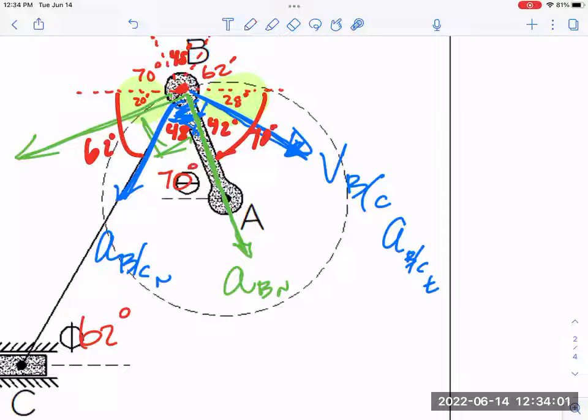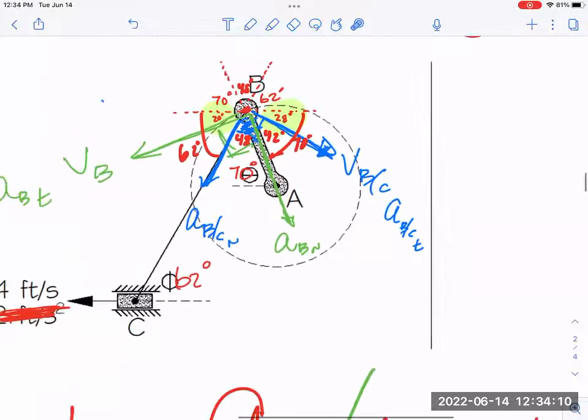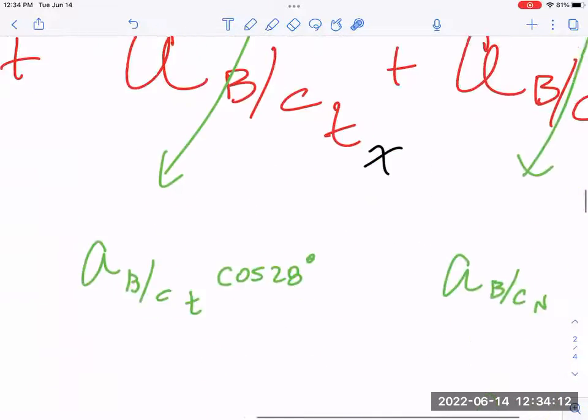And there's more than one way you can see that. In other words, this green angle right here is 90. So if this is 48, then that'd be 42. 42 and 20 is 62. So I'd be modifying that by the cosine of 62.